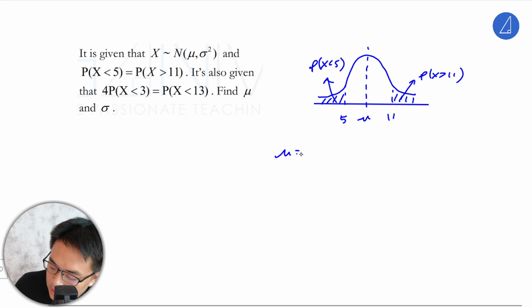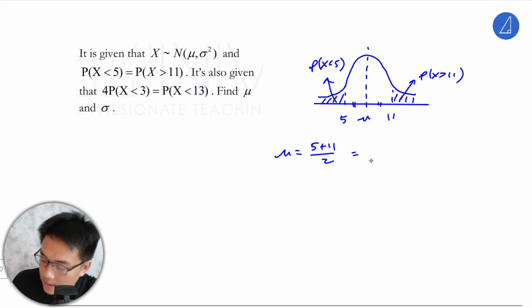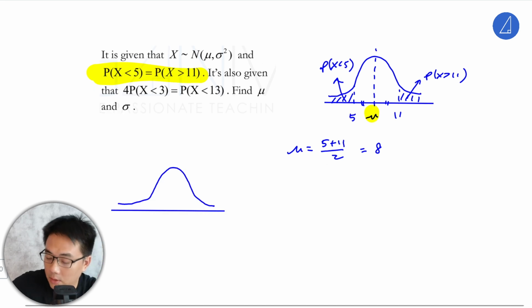So the mean is easy: 5 plus 11 divided by 2. Okay, it has to be symmetrical. So this will be 8. Then draw to scale. So what you do is the mean is 8. This is 3.